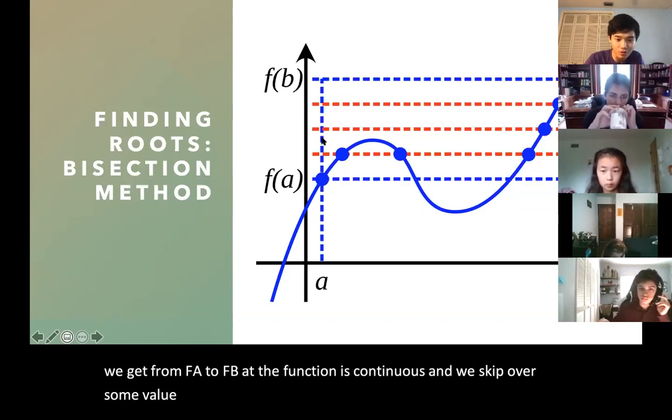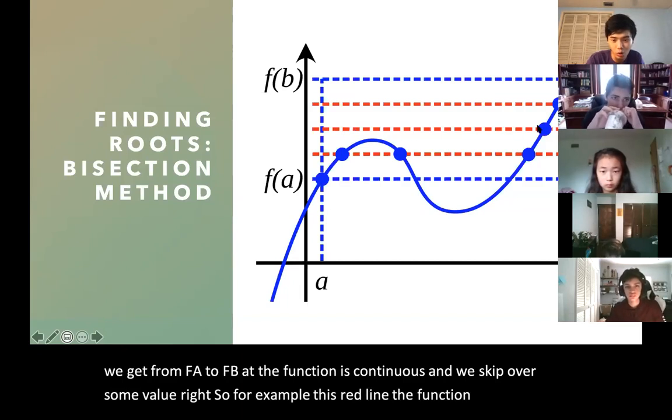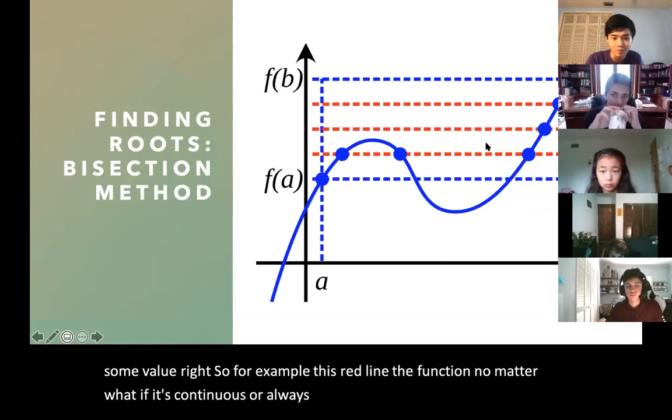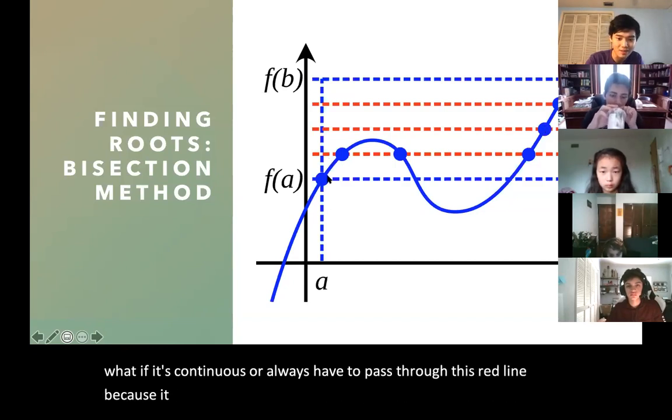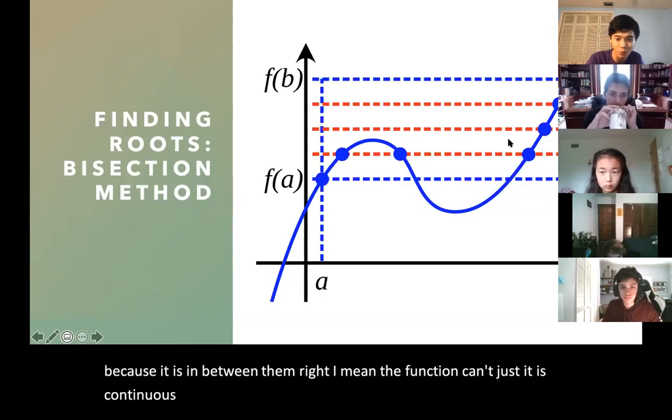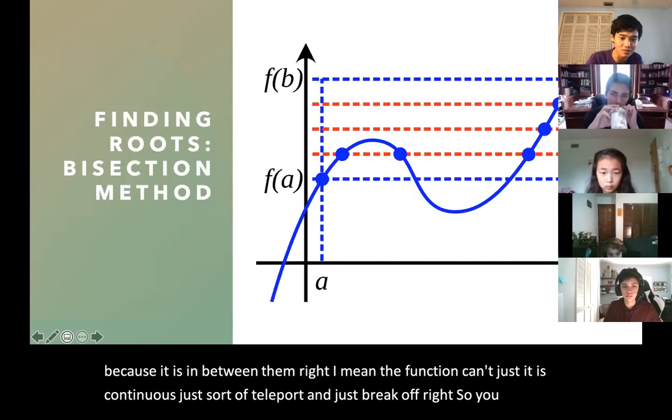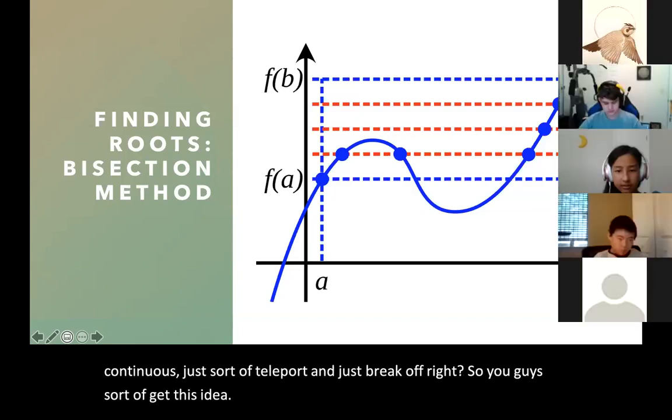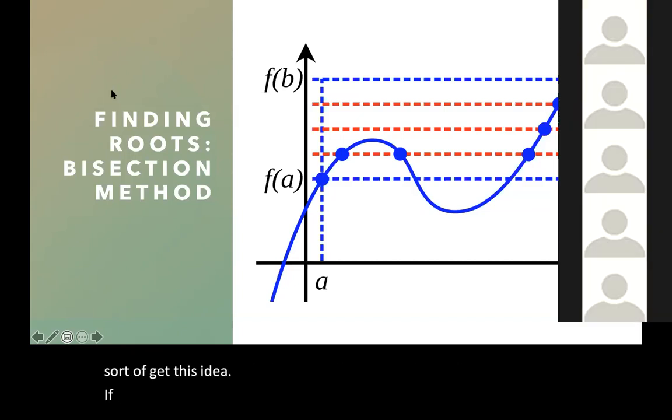So for example, this red line: no matter what, if the function is continuous, it will always have to pass through this red line because it is in between them. The function can't just teleport and break off if it's continuous. Do you guys get this idea? If you have any questions, just tell me.